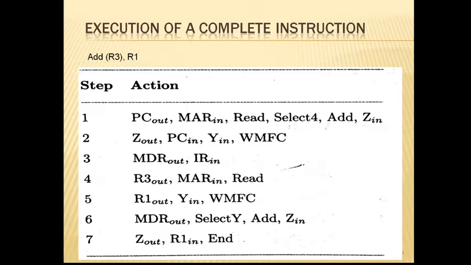This updated value is then moved from register Z back into the PC during step 2, because the next operation has to be done now. So this Z value will be copied to PC in step 2. You can see step 2 is Z out, PC in, Y in, WMFC. The updated value from register Z is moved to PC, also while waiting for the memory to respond.